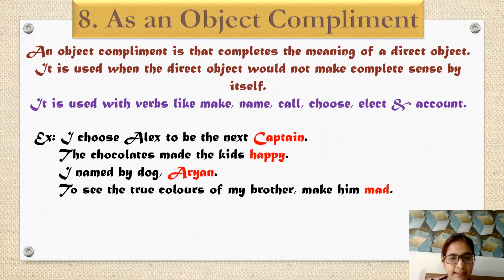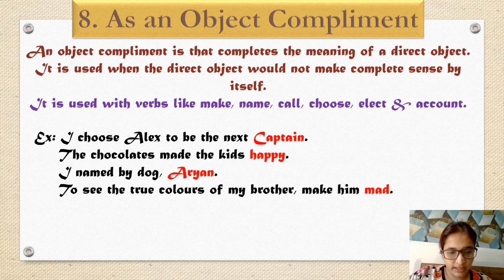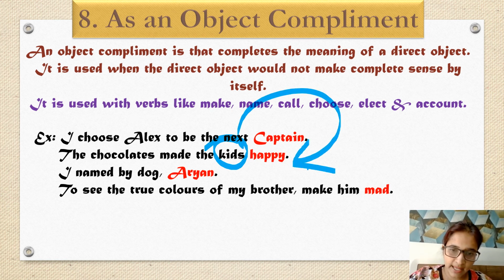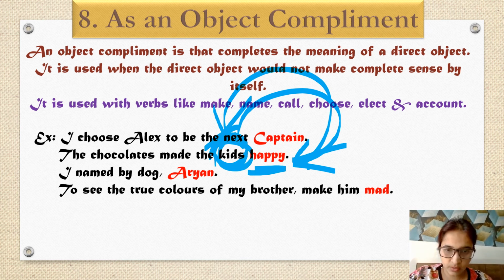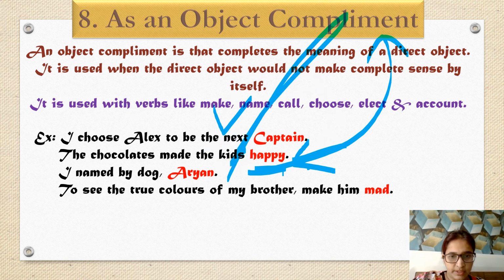The chocolate made the kids happy. So what is the object here? The object is kids. What did they become? They became happy. So happy is actually complementing the word kids, and so happy becomes the object complement. Okay, so this becomes the object complement.